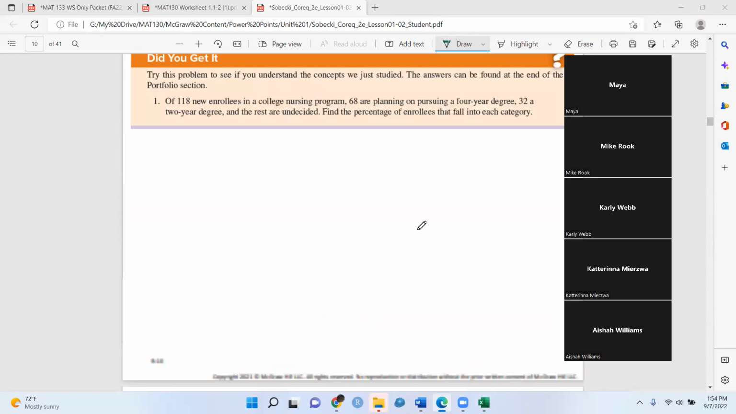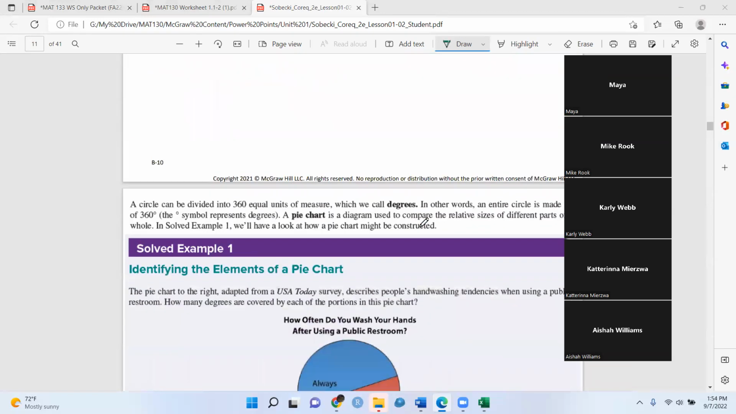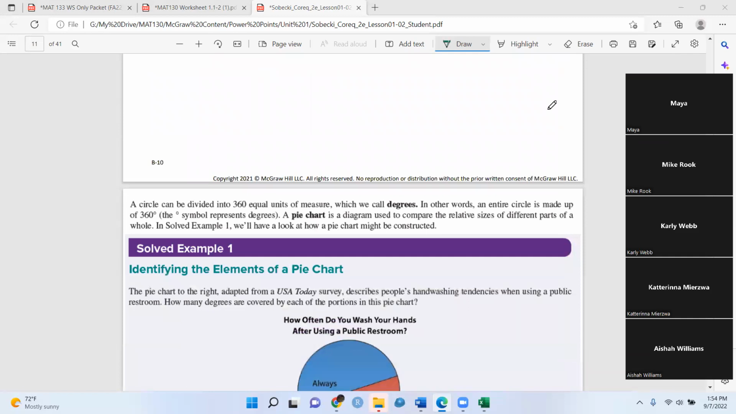Now, Mike, we're getting to your question about the percentage. So the first thing we need to note is that a circle can be, that's a key word, can be divided into 360 equal units of measurement. Why? Because someone chose that. Degrees are a mental construct. They're totally made up.